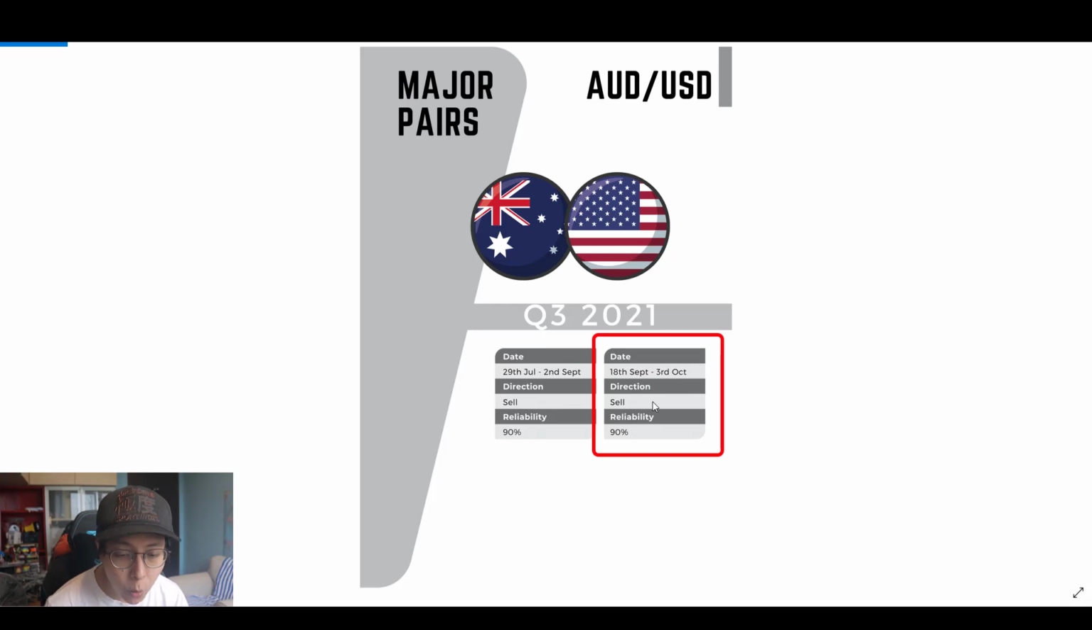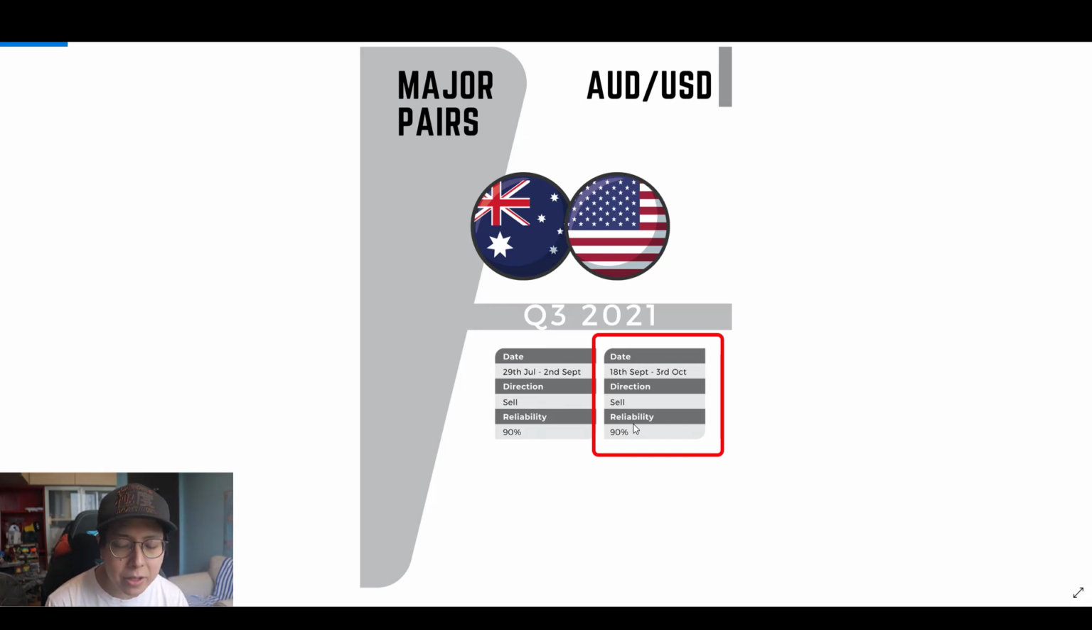The direction to be focusing on during this particular period is to look for sell, and the reliability over here is 90%. What this then means is that between 18th of September to 3rd of October, for the past 10 years, Australia dollar had a good 90% probability that it will fall. So going into this year, between 18th of Sep to 3rd of October, naturally when we look at Australia dollar, we'll be focusing on the sell direction. And this is what seasonality can really help us by giving us a very clear sense of direction, as well as the window of period in which we want to focus on Aussie dollar.